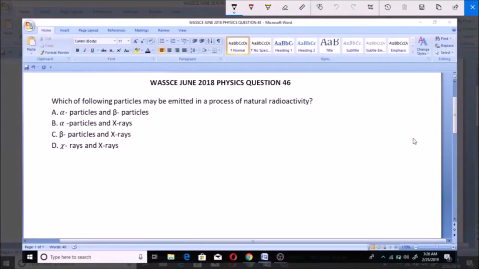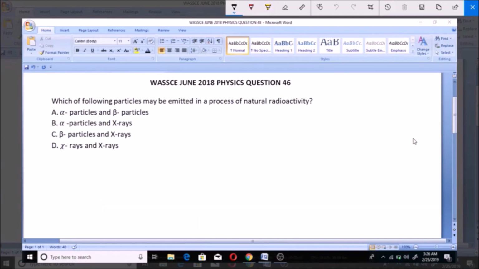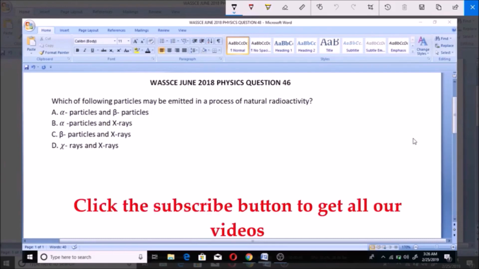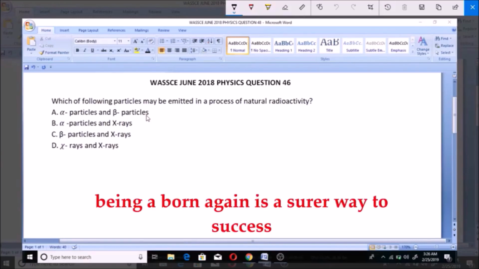Yes, let's look at this question number 46 for WAEC Physics 2018. Which of the following particles may be emitted in a process of natural radioactivity? A. Alpha particles and beta particles. B. Alpha particles and X-rays. C. Beta particles and X-rays. D. Gamma rays and X-rays.